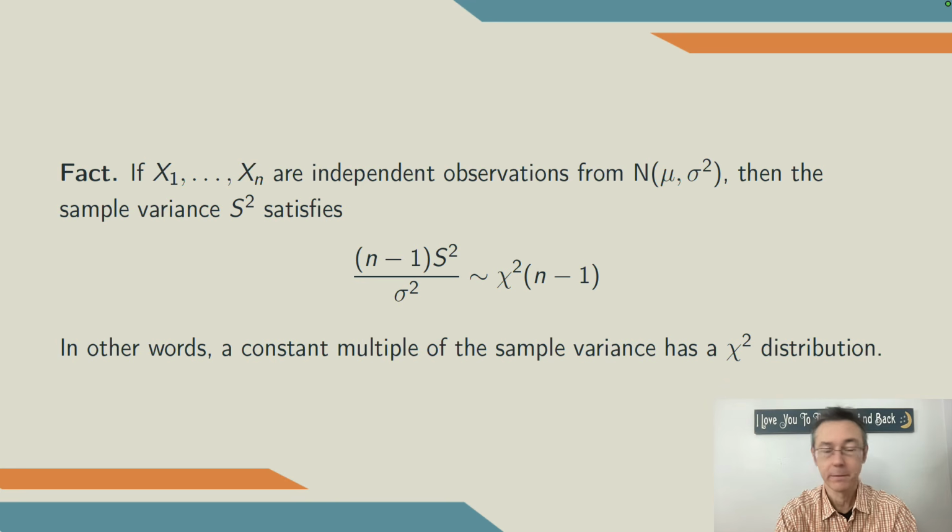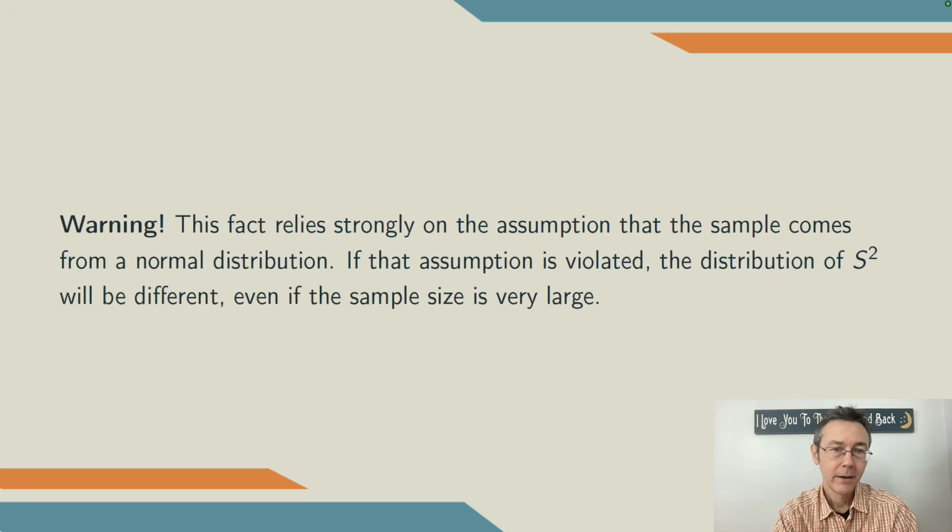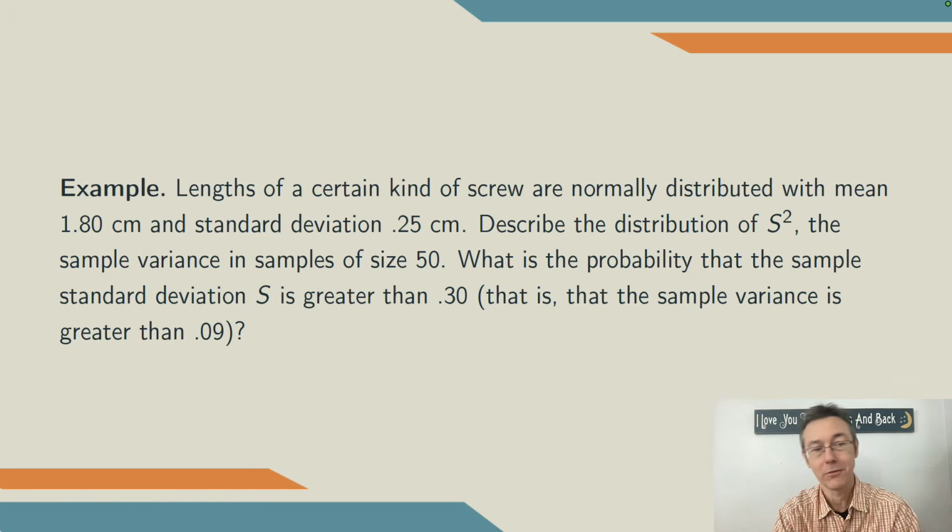So when you're thinking about sample variance, you're thinking about something that has more or less a chi-squared distribution. Now, a really important warning here is that this fact assumes we're sampling from a normal distribution. There's no kind of central limit theorem in play here, so if you're not sampling from a normal distribution, all bets are off. The distribution of s squared won't have that chi-squared distribution, and if the sample size gets larger, you cannot assume that the distribution is going to converge to a chi-squared distribution.